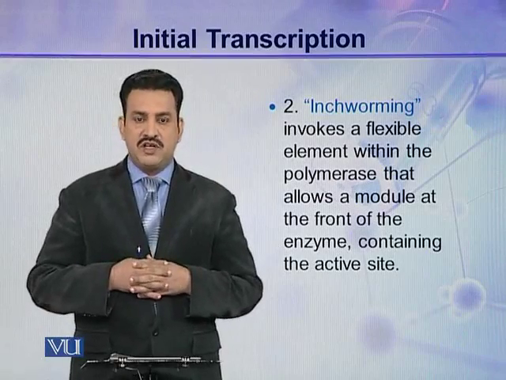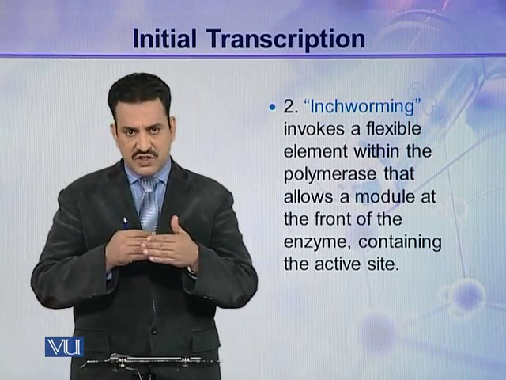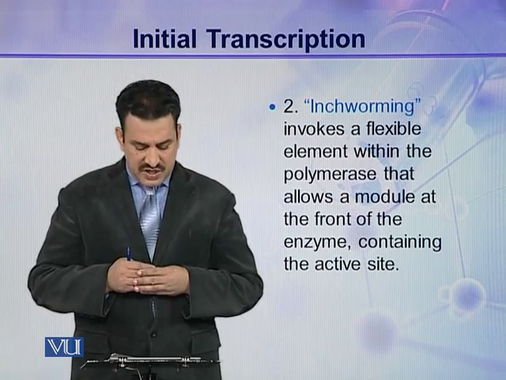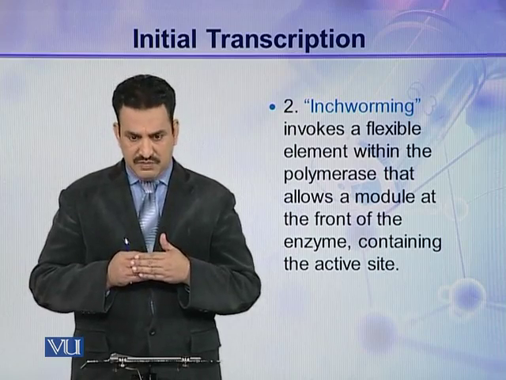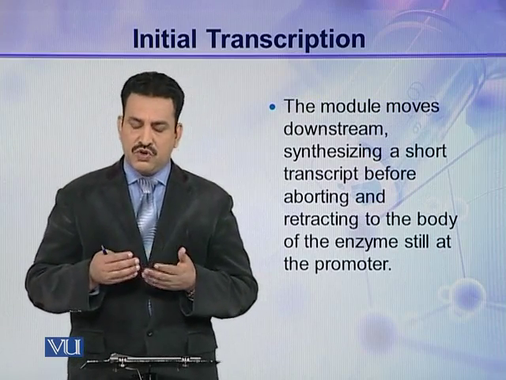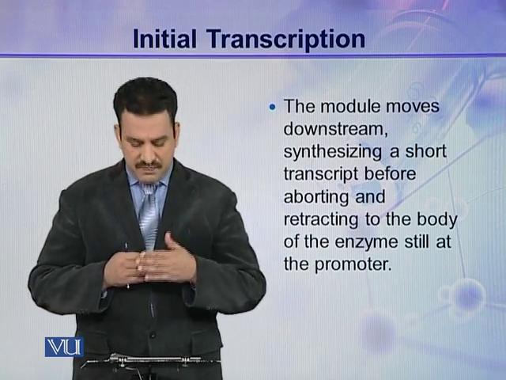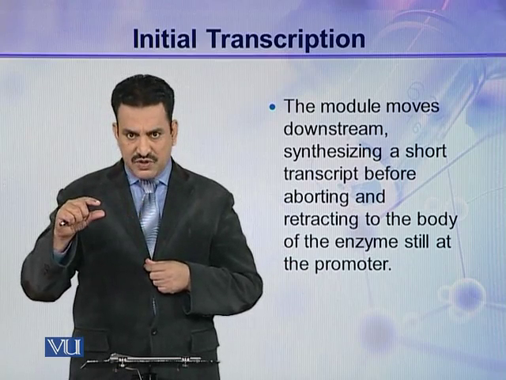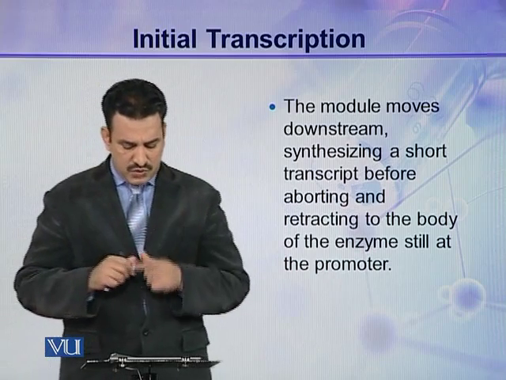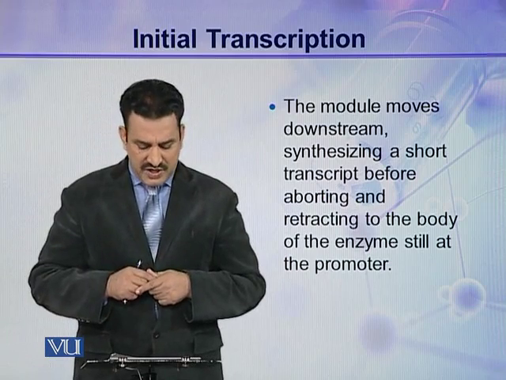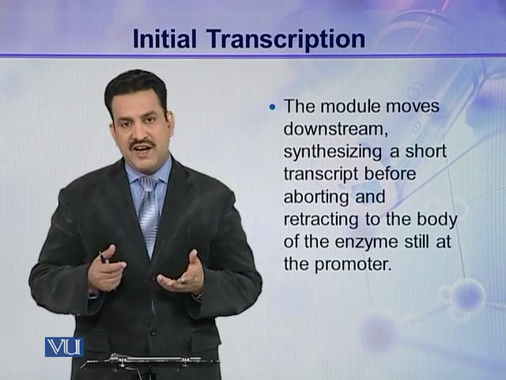The second model is inchworming, and it invokes a flexible element which is present within the DNA polymerase. It allows a module at the front of the enzyme, and that module contains the active site, to move downstream and synthesize a short transcript before aborting and retracting to the main body of the enzyme, still at the promoter.